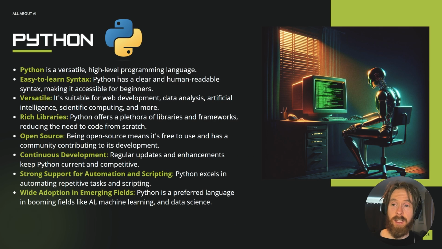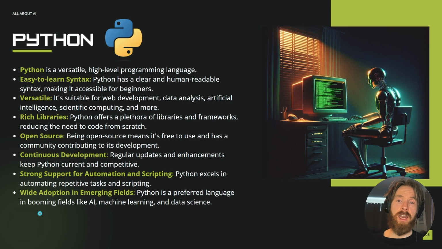Okay, so this is the last slide before we get into the projects. I just wanted to talk a bit about why I use Python when I'm doing this AI engineer stuff. I don't know, you don't have to use it, but for me, that's the only thing I have been using. So just a few things here. Python is a versatile high-level programming language. It's easy to learn syntax. It has rich libraries, a lot of libraries. Just pip install OpenAI. It's open source, continuous development, strong support for automation and scripting, yes.